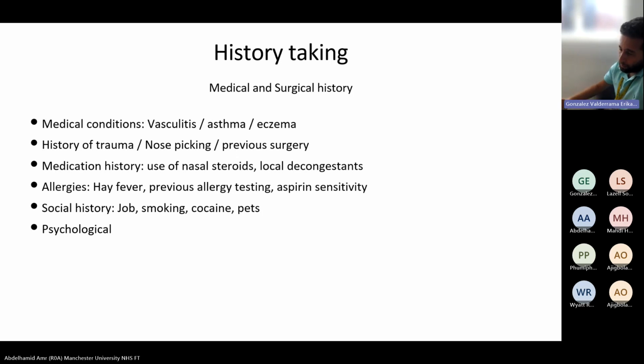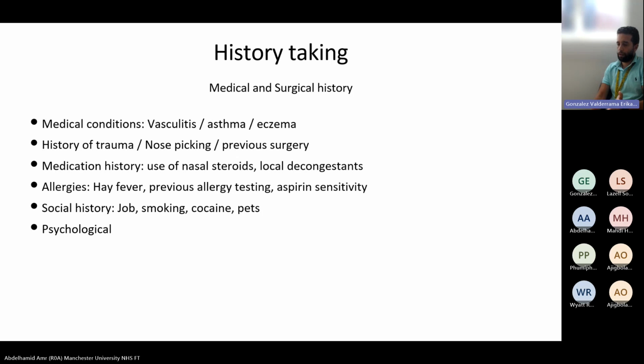Obviously, asthma, eczema, and atopy. History of traumas, as we mentioned, and not just trauma, so also nose picking. Smoking. So in terms of social history, smoking, the use of cocaine, specifically, if you're concerned about this, always ask about cocaine. Occupation, and also whether they've got pets, especially those presenting with rhinitis. We talked about allergies, hay fever, whether they've had previous allergy testing.